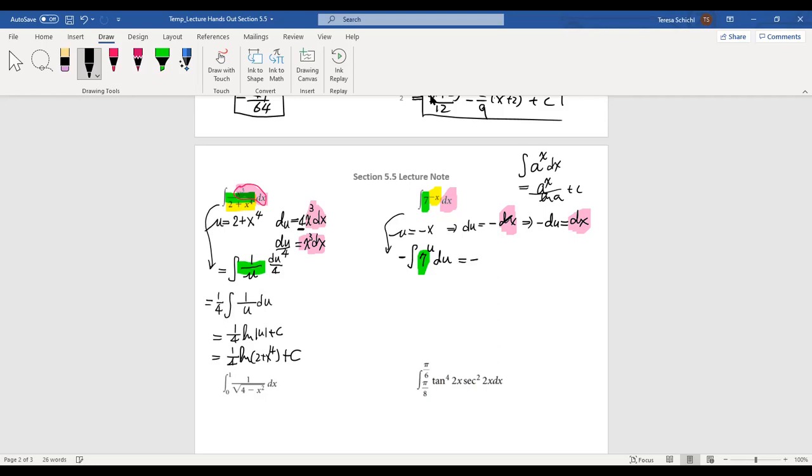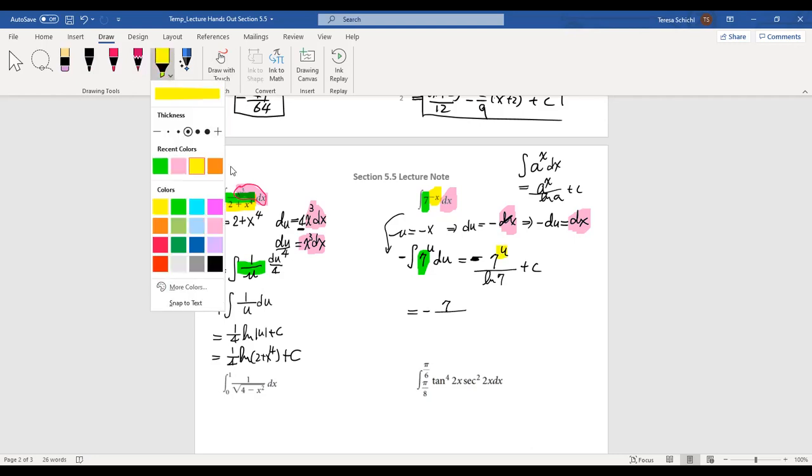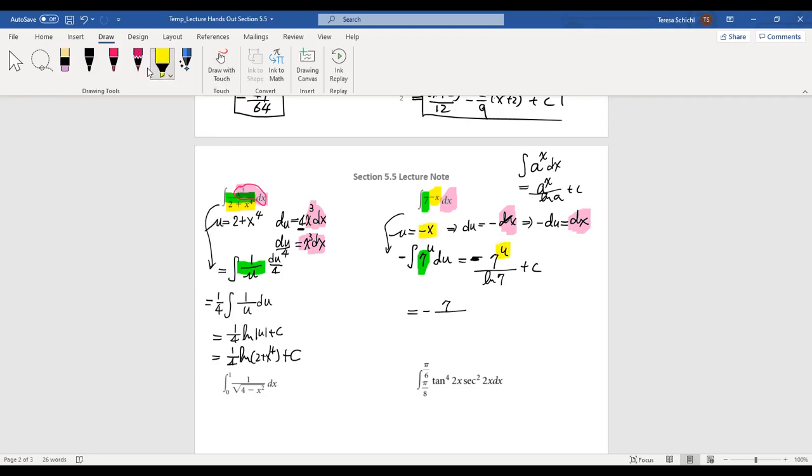So this will be negative. For the exponential function, when I take the integration, it still will be 7 to the u. And then don't forget it's natural log a, so it's natural log 7, plus c, right? And now the final answer, this will be 7, then you plug back what is u. Your u here, you need to plug back is the negative x. So I would say this is negative 7 to the negative x over natural log 7 plus c.